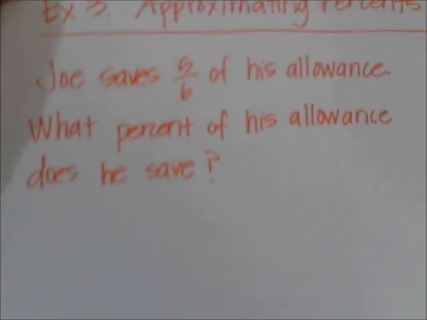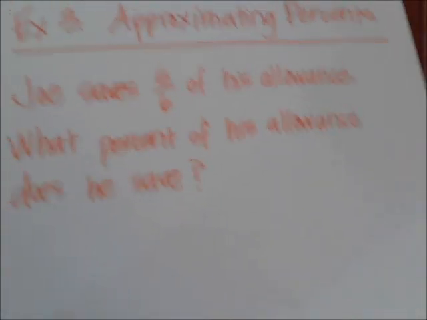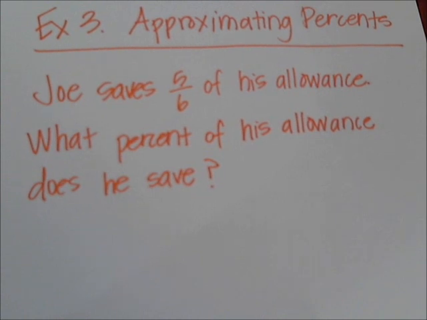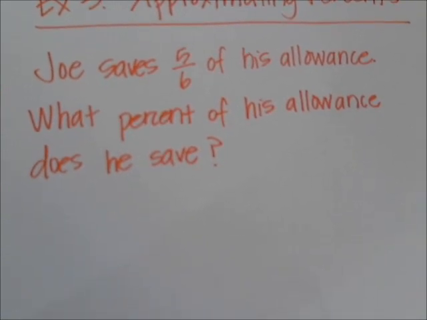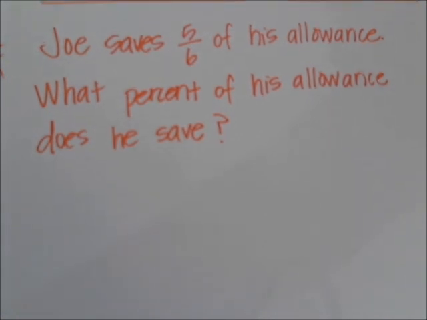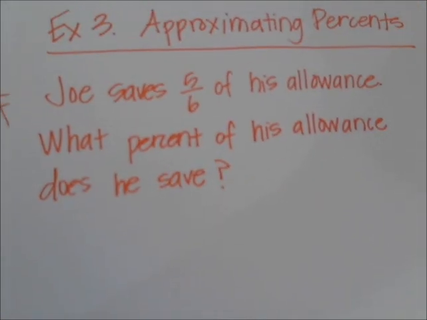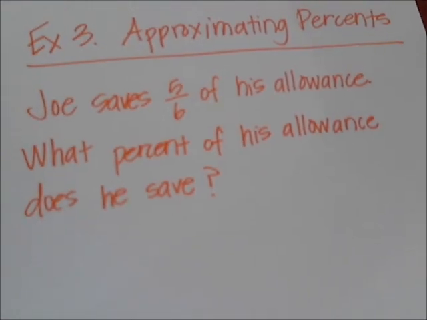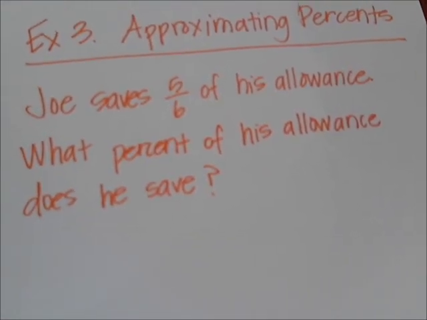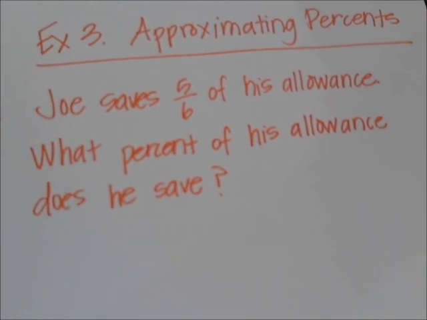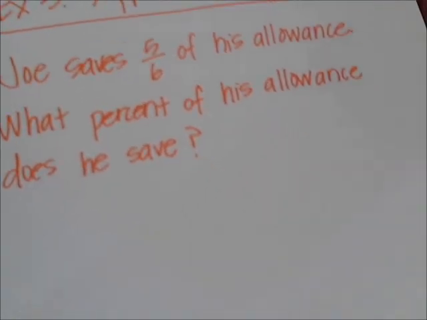Let's go to example 3, approximating percents. In example 3, we have a word problem. It says Joe saves 5/6 of his allowance. What percent of his allowance does he save? To approximate this percent, we could do a lot of things. We could make a percent proportion. We could try to figure it out using equivalent fractions with 100 as a denominator.